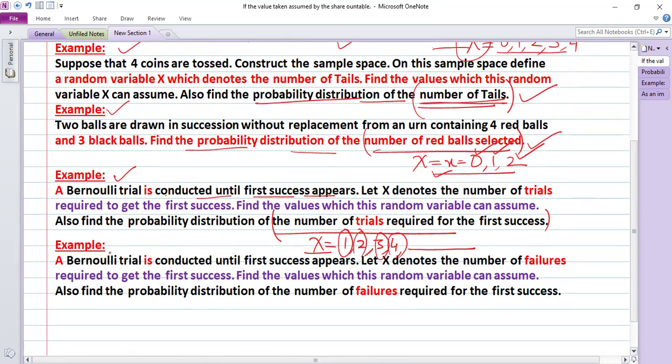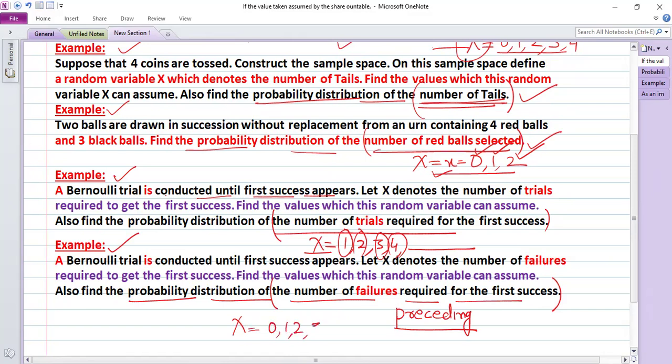And similarly, in this example, we calculated the probability distribution of the number of failures required for the first success, or the number of failures preceding the first success. Here the number of failures was our random variable x, and its values were 0, 1, 2, 3, and going on. Even here, the values of x are infinite, but still they are countable: first value, second value, third value, and going on.